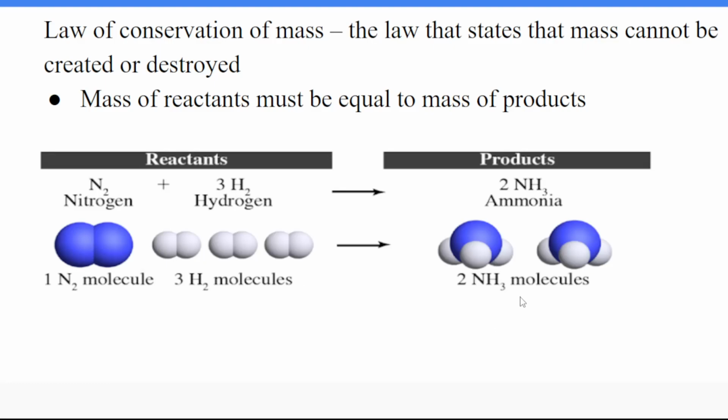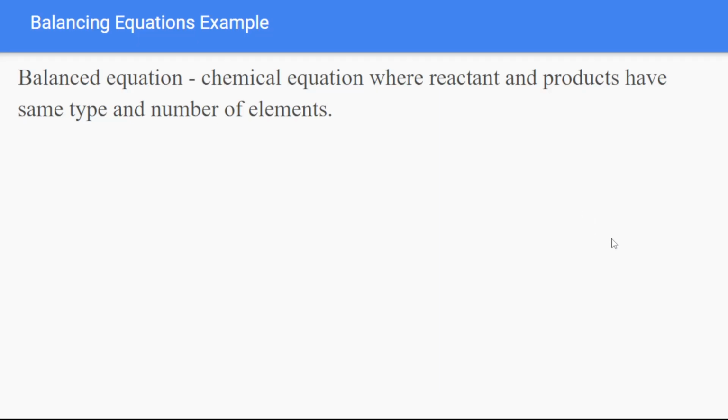So before we get into balancing equations, we have to talk about the law of conservation of mass, which states matter can't be created or destroyed, so the mass of your reactants has to equal the mass of your products. And we balance chemical equations to represent the law of conservation of mass.